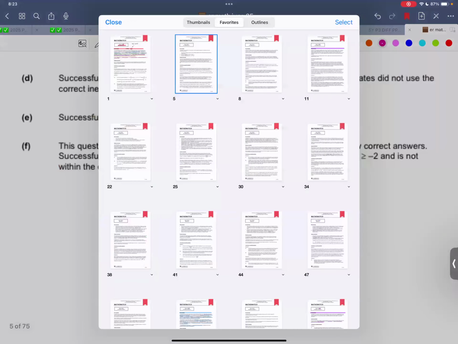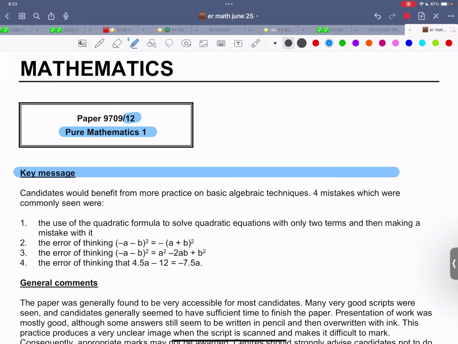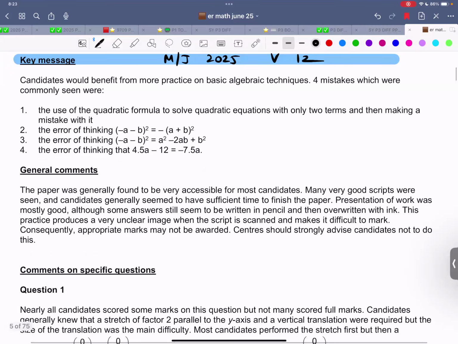Let me go to the second one. Now this is the second one. That is over here. That is pure maths P1, variant 1-2, key message. So this is May, June 2025, variant 1-2. Now over here, this is something very strange that the examiner has to resort to writing this. Candidates would benefit from more practice on basic algebraic techniques. The examiner wants you to focus on basic algebraic techniques.